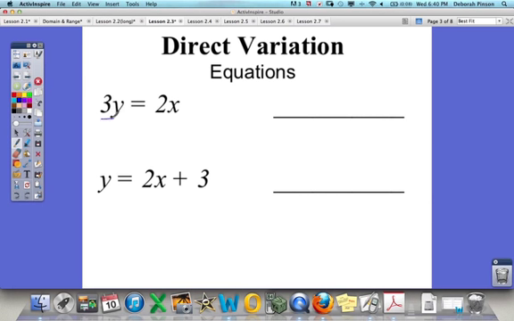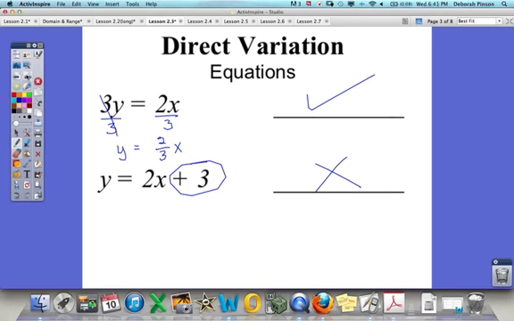Now, if you look at this, I'm going to get this in y = mx + b form, you will see this one has direct variation in it. There's no b there. Whereas this is not direct variation because the 3 messes it up. It doesn't go through the origin.